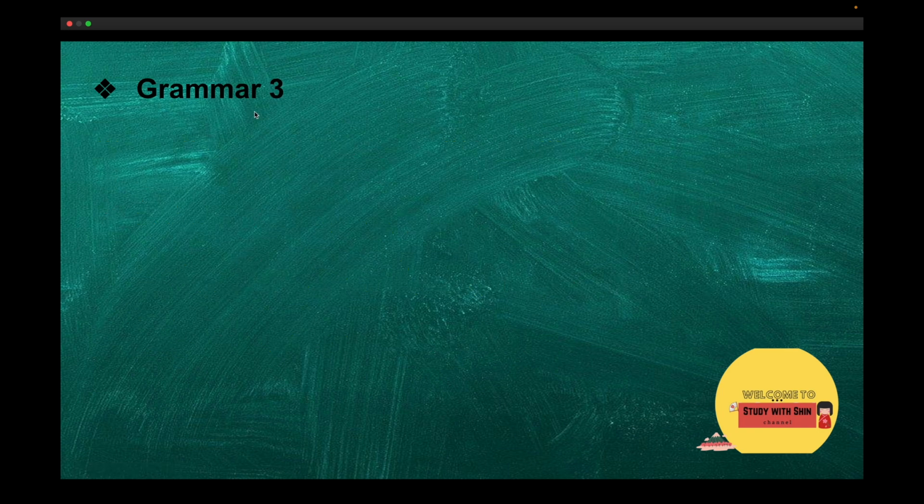Let's take a look at grammar point 3. Now we will turn the first sentence into a question. If you want to ask a question in Japanese, it is very simple. You have to add か at the end of the sentence. You just have to add か at the end of this sentence. Let's take a look at examples.